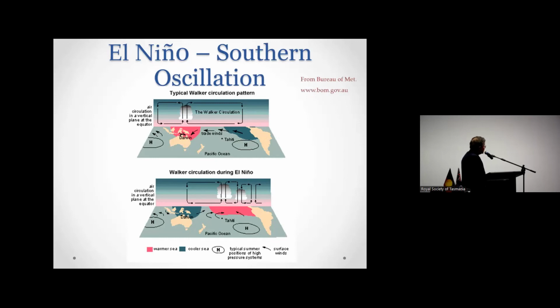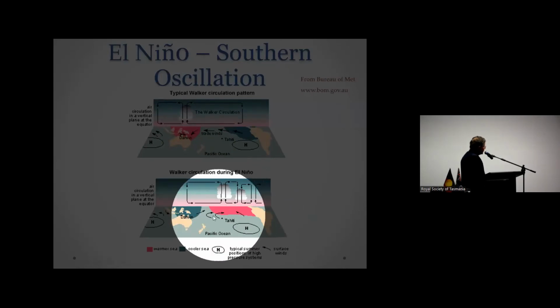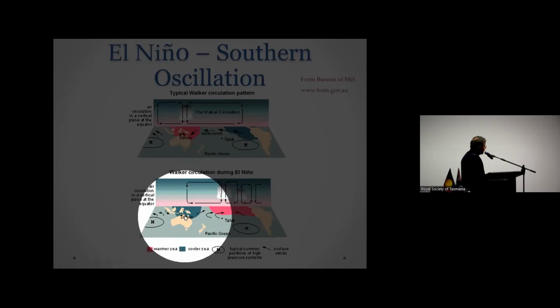Now, when warm water moves into the central and eastern Pacific, or abnormally warm water, as here, we have the so-called El Niño effect, and it changes the Walker circulation so that it actually splits, and we have descending air to a large extent over northern Australia, producing drier conditions.